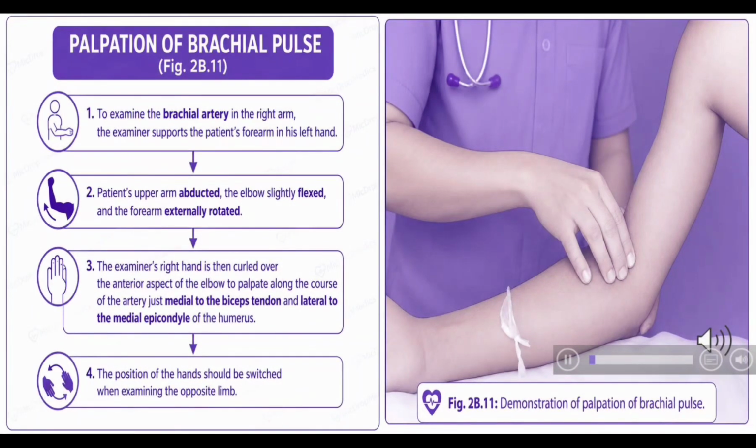So now we have the brachial pulse, which is present medial to the biceps tendon in the antecubital fossa. This is where you place your stethoscope when measuring blood pressure. So how do we examine for the brachial pulse? Firstly, support the patient's forearm comfortably. Keep the arm abducted, elbow slightly flexed, and the forearm externally rotated. Palpate the brachial artery just medial to the biceps tendon at the antecubital fossa. Repeat the same technique on the opposite limb.